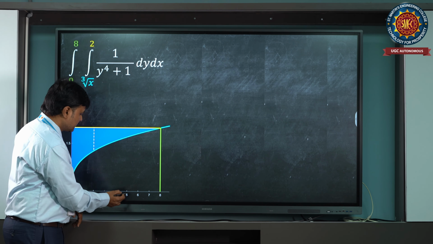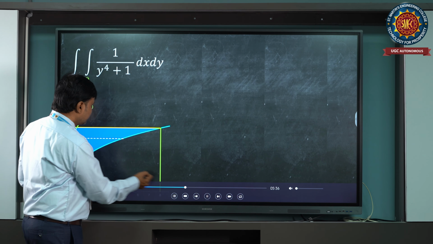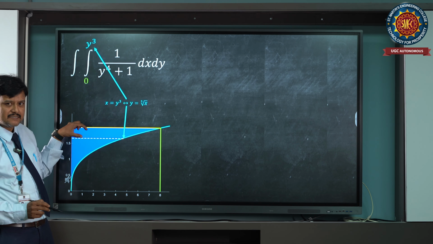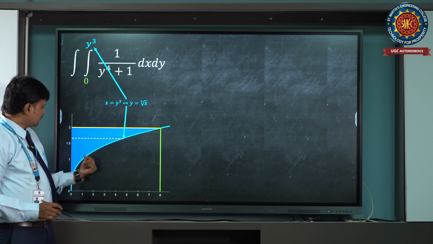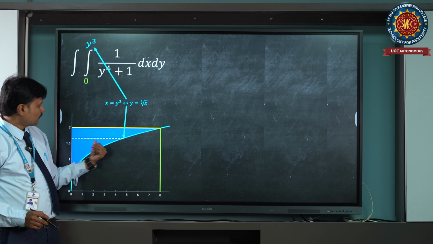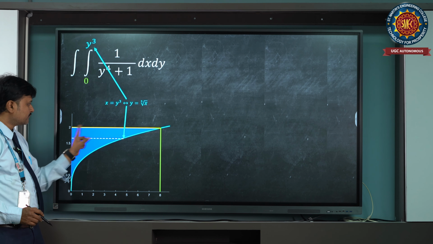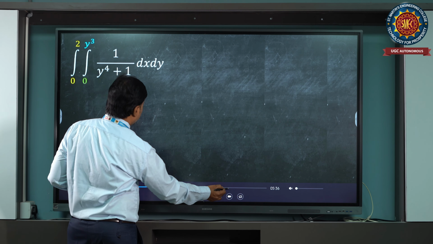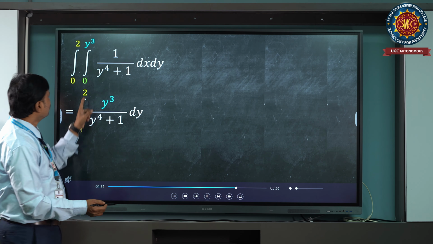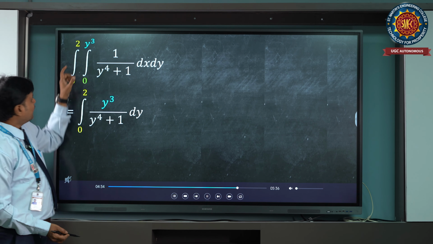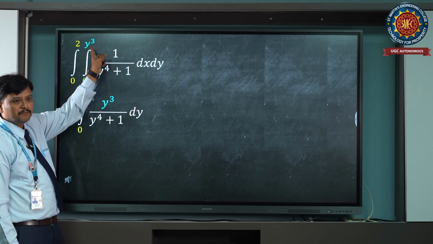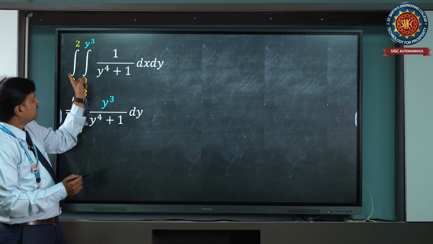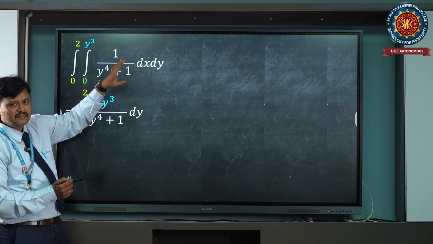You can see the horizontal strip. By using this horizontal strip, we have to find the new limits. It is sliding on the y-axis and extending from P to Q. Now the new limits are 0 to 2 and 0 to y cube. The 0 to y cube limits belong to x and the 0 to 2 limits belong to y. Then by using the new limits, we can evaluate the double integral.